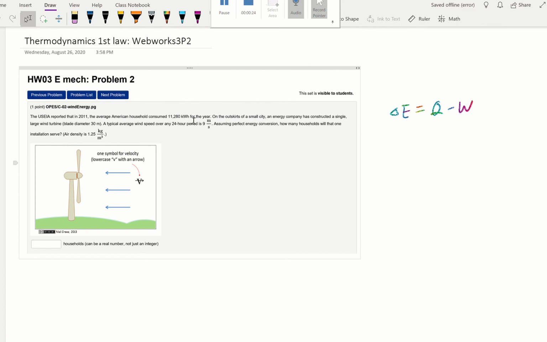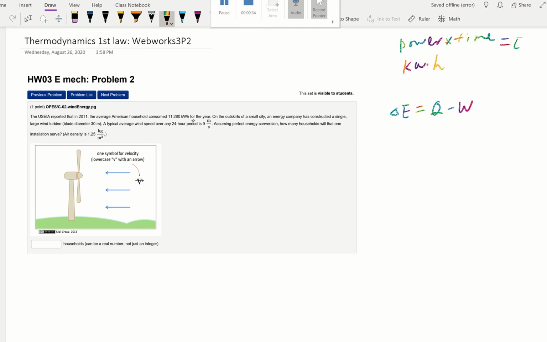So kWh here means kilowatt times hour. Kilowatt is a power unit. If you have power times time, that's going to give us a unit of energy, so this is basically an energy unit. On the outskirts of a small city, there's a company that constructed a single large wind turbine. They give us the diameter is 30 and the average wind speed is 9 meters per second.